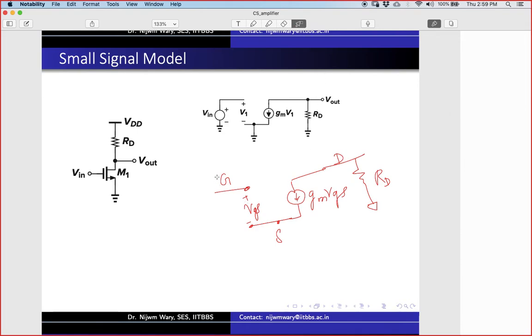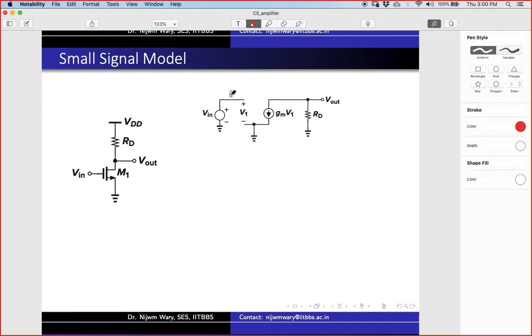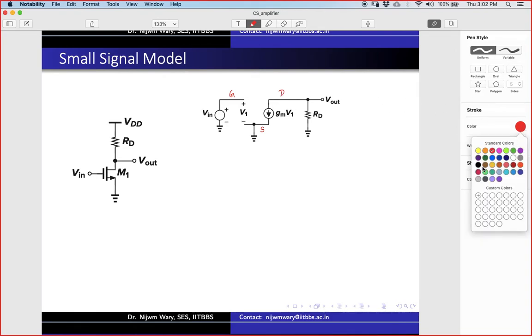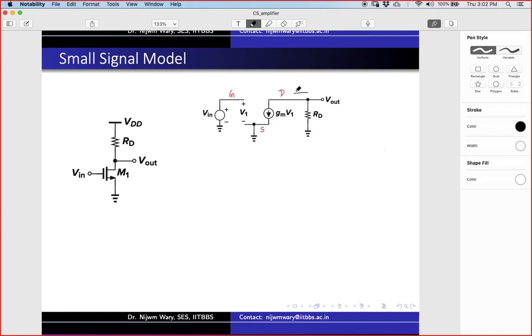So let me delete this one. I think this is clear. So we have this gm V1. This is my MOSFET, where this is my gate, this is my source, and this is my drain. So when you are given any circuit to do analysis, try to break it down like this, and it will be very easy to do the analysis. So what we have now here is the current flowing through this, let it be I out, right? So if I write this I out, I out is nothing but here this gm V1.